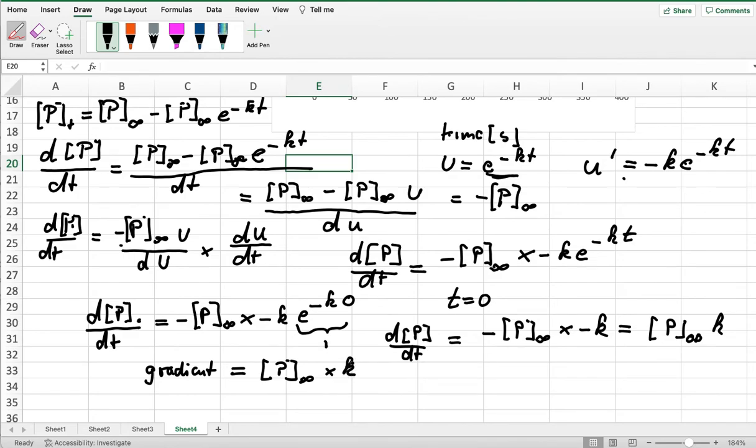Now, of course, we now have a slightly different problem, because now we need to find out what is the rate constant. And how this is done is I'm going to show in the next video.